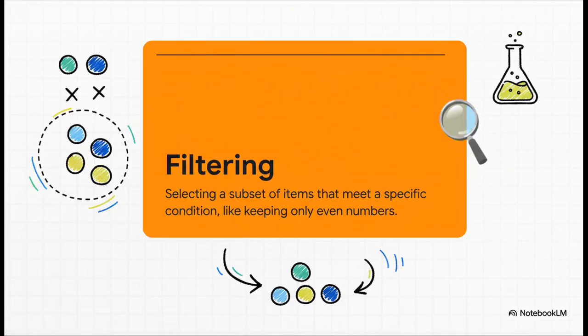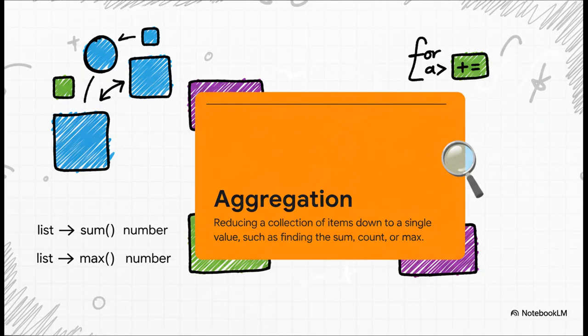Next up is filtering. This one's all about being picky. You've got a big collection of stuff, but you only want the items that match a certain rule. This sieve analogy is perfect here. You pour everything in, and only the things you want, say just the even numbers, actually make it through to the other side. And the third one is aggregation. This is where you take a whole pile of data and just smush it down into one single value. Whenever a question asks you, how many are there, or what's the total sum, or find the biggest one, yep, that's aggregation. You're reducing it all down to one answer.